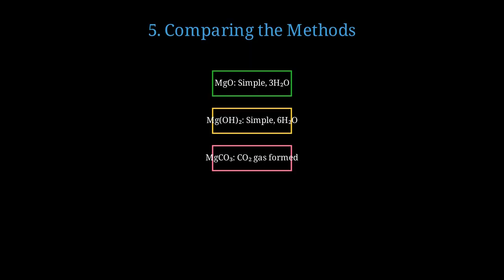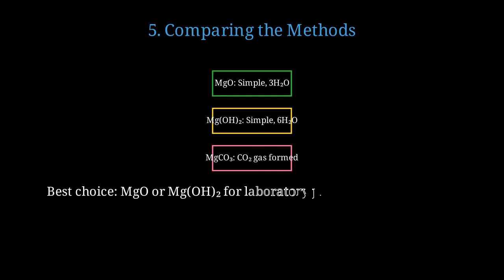Let's compare these 3 methods to see which is most suitable. Magnesium oxide and hydroxide give cleaner products, while magnesium carbonate produces carbon dioxide gas. For laboratory preparation, magnesium oxide or magnesium hydroxide are the best choices because they produce clean products.